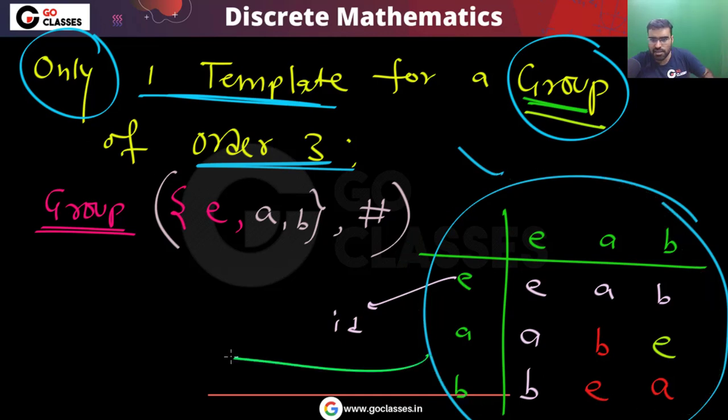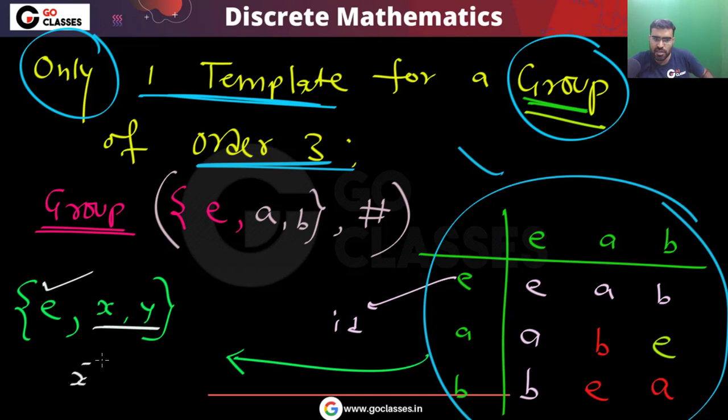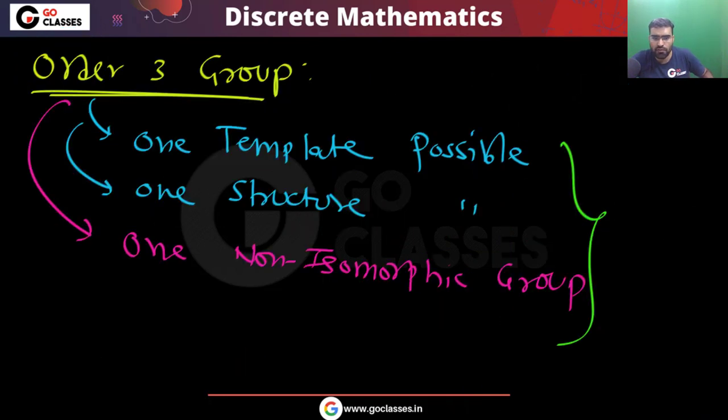See, in this structure, if you notice what is happening, you have an identity element. There is one identity element and there are two remaining elements, and you can notice they are inverse of each other. Means x inverse is y, y inverse is x. So this is the only structure you can get for order 3.